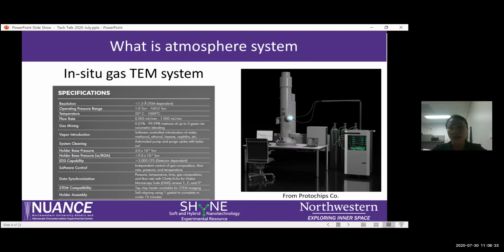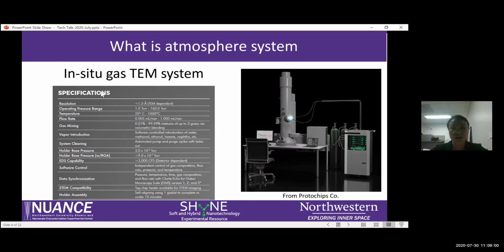So what is an atmosphere system? When we talk about the atmosphere system, we specifically mean the Protochips gas system that we have in our EPIC Center. This is what it looks like. It has gas cylinders, the gas supply system, and also the holder, which can be used in the microscope. In EPIC, we put it in the ARM 200 room.